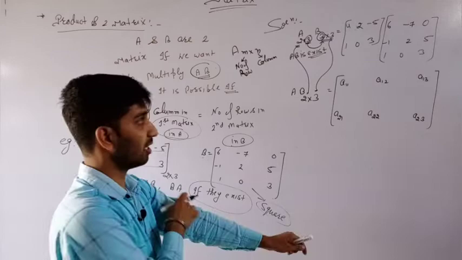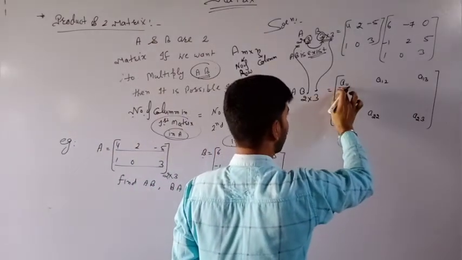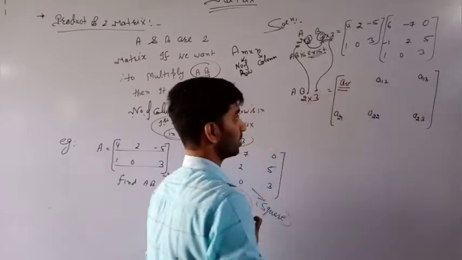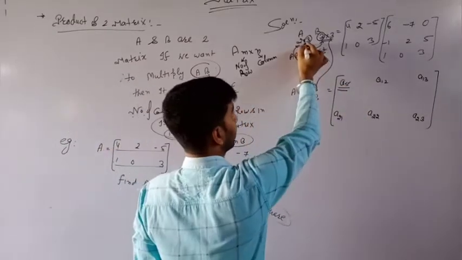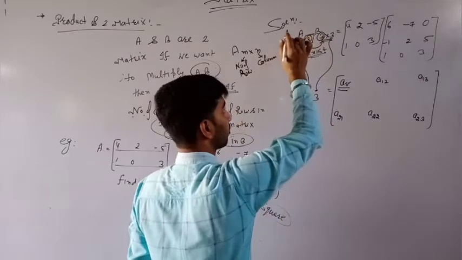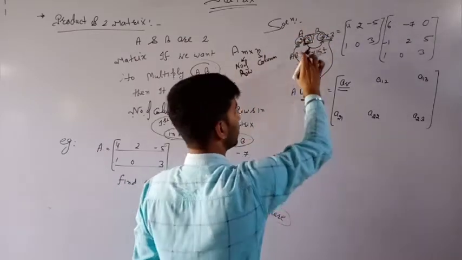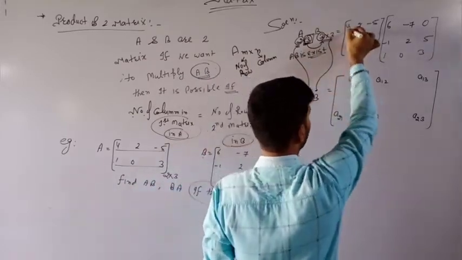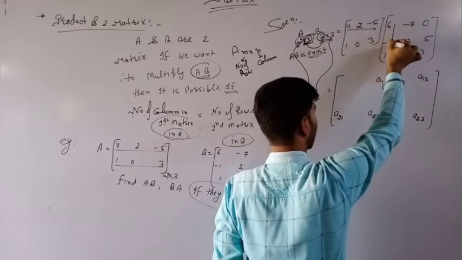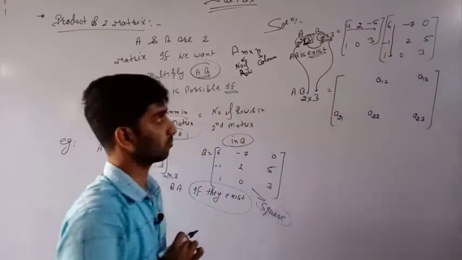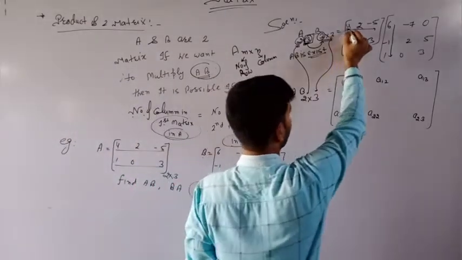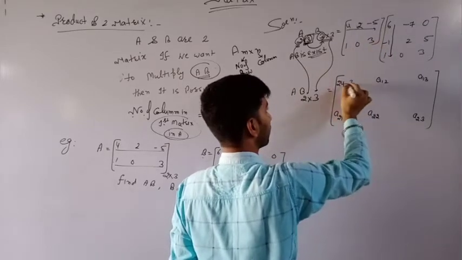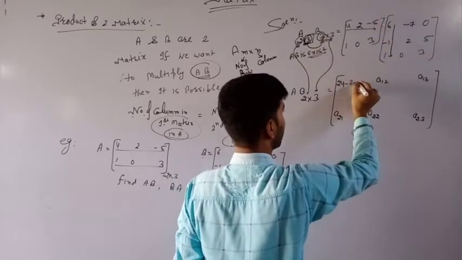Now how can we find AB? First, first row, first column. We use the row of A and the column of B. A11 means first row, first column. 4 times 6 is 24. 2 multiply minus 1 is minus 2. Minus 5 multiply 1 is minus 5. So 24 minus 2 minus 5 gives 17.